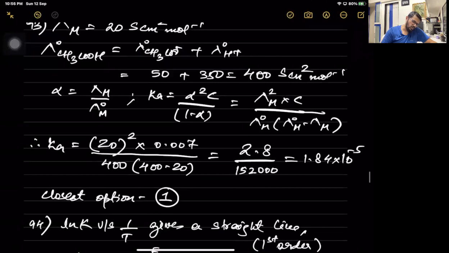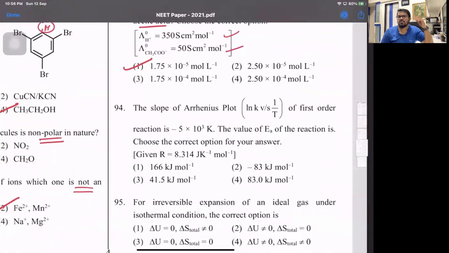Okay. Next, the slope of Arrhenius plot, that is ln k versus 1 by T for first order, is minus 5 into 10 raised to 3 Kelvin. That's the slope. You want the Ea where the R is given. This is a very direct answer. Slope is equal to minus Ea by R. So Ea is nothing but slope into R. That's it. Just one liner.